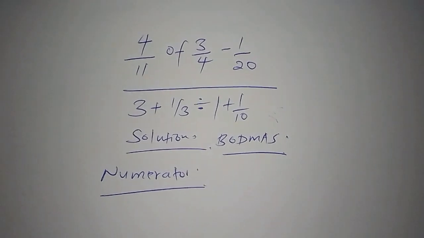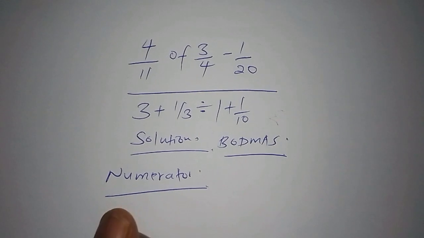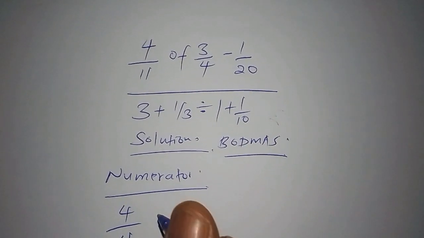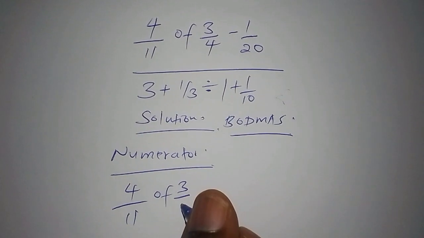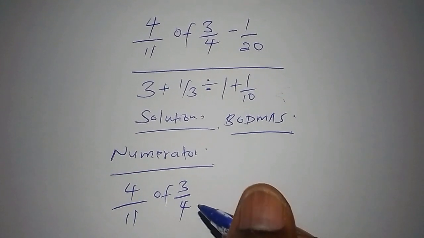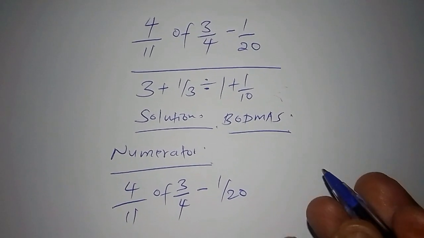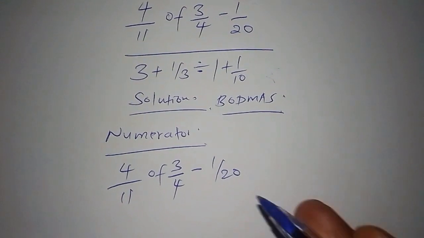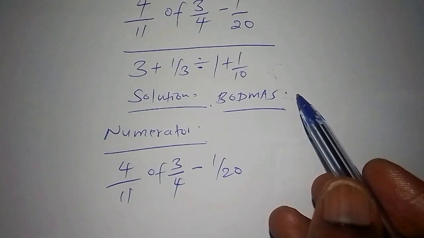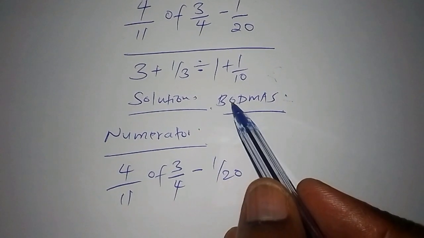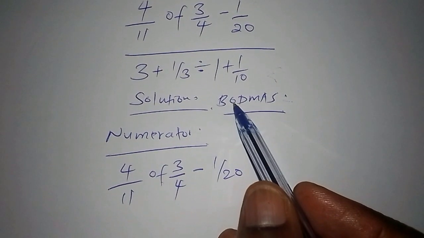So our numerator in this case is 4 out of 11 of 3 over 4, subtract from 1 out of 20. So let's solve this problem. For us to solve this first, we need to look at BODMAS. B stands for bracket, O stands for of. So here we have of, and of automatically means multiplication.